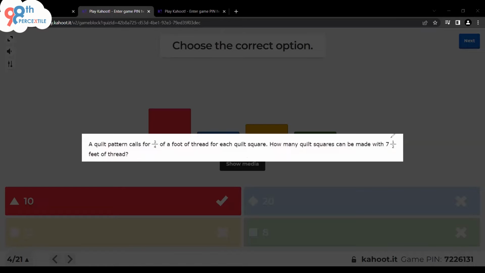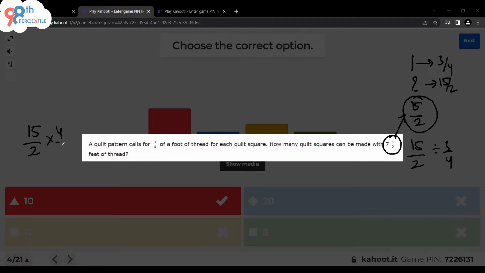So first what we need to do is we need to convert 7 1/2. So that becomes 7 times 2 is 14, 14 plus 1 is 15. Okay, so as of now we need to identify how many quilt squares can be made with 15/2 feet of thread. Right, so one of them asks for 3/4. How many of them can be made by 15/2? So that's 15/2 divided by 3/4. So we get 15/2 times 4/3. 3 times 5, 2 times 2, we get the answer as 10.